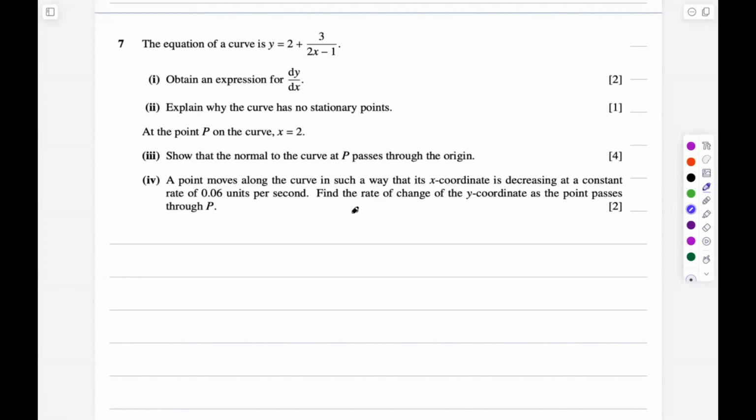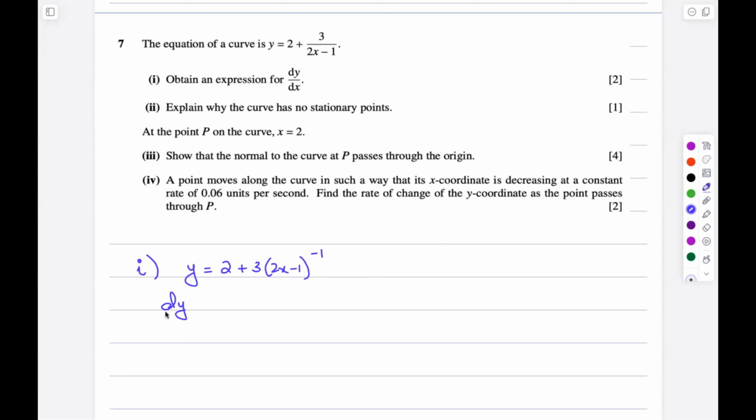Question 7. The equation of a curve is y equals 2 plus 3 upon 2x minus 1. In part 1, we have to obtain an expression for dy dx. So in the first step, we can write the equation as y equals 2 plus 3 into 2x minus 1 to the power minus 1.